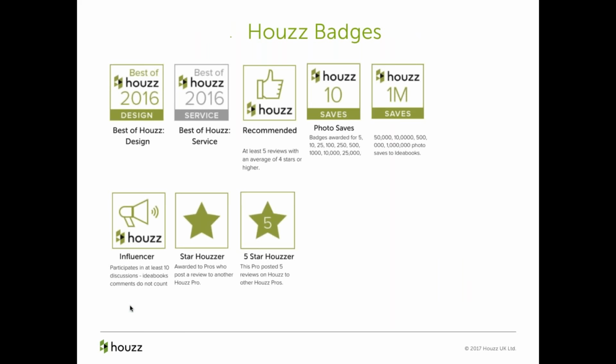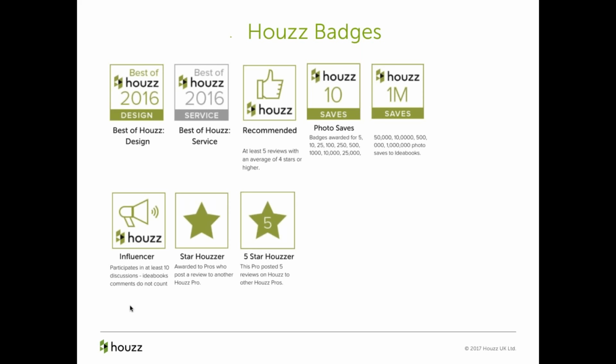So there's Best of Houzz Design and Service, but also we have a recommended badge, which is awarded to you if you receive at least 5 reviews to your profile with an average of 4 stars or higher. There's the photo saves, which do start at 5, so you don't need to have 1,000 saves before you get awarded a badge. Just 5 will give you a photo saves badge to start with, and then it goes up all the way to 1 million, which is quite amazing.